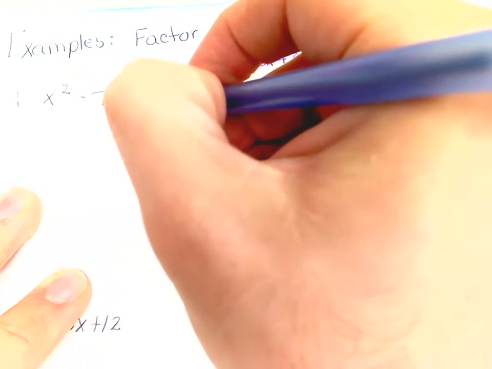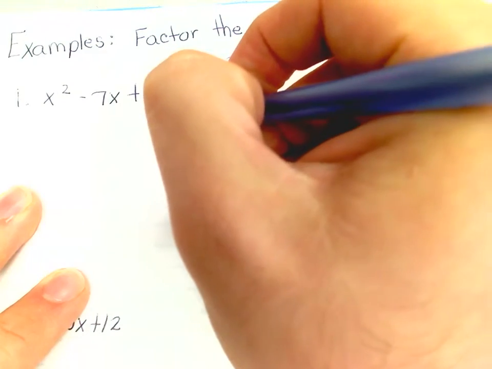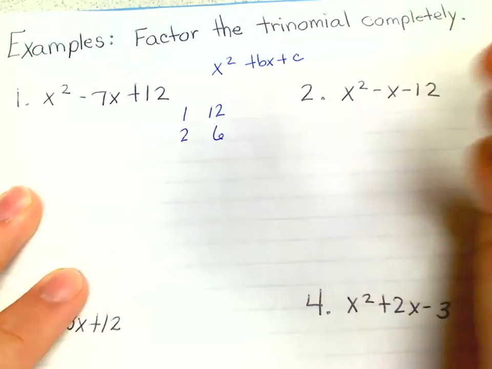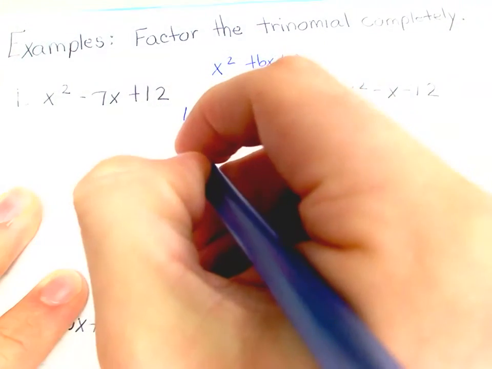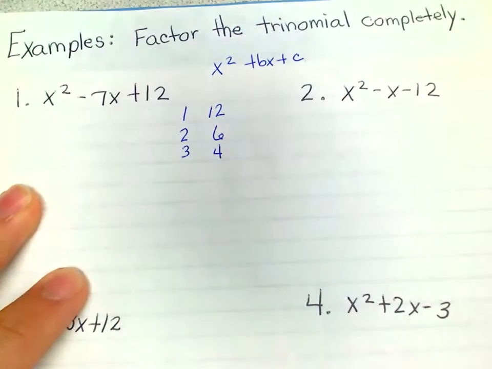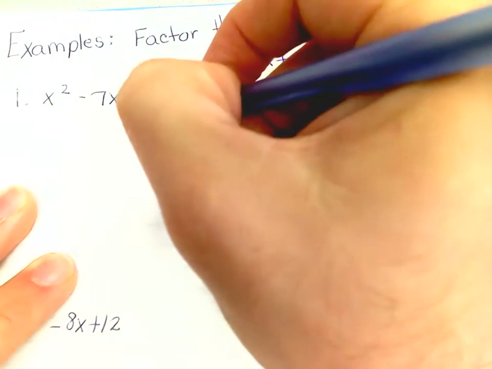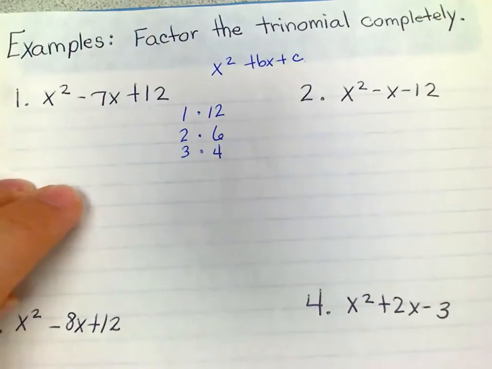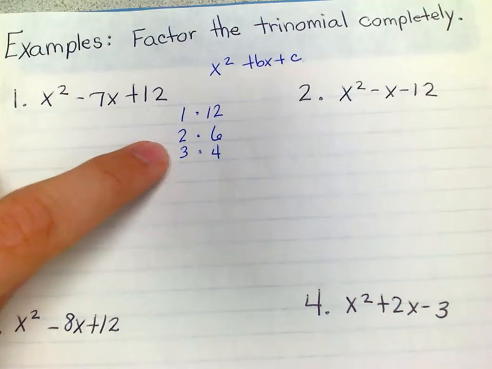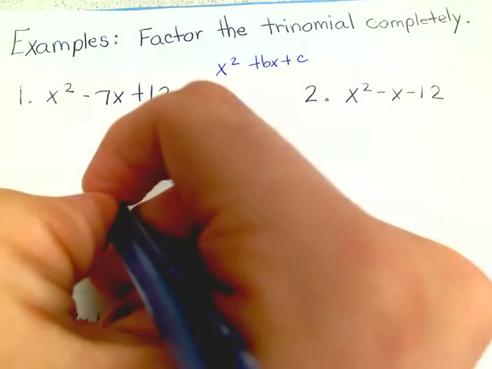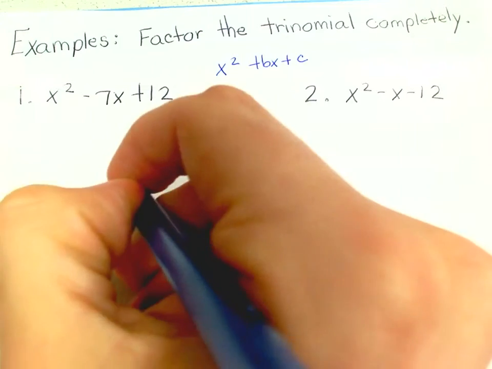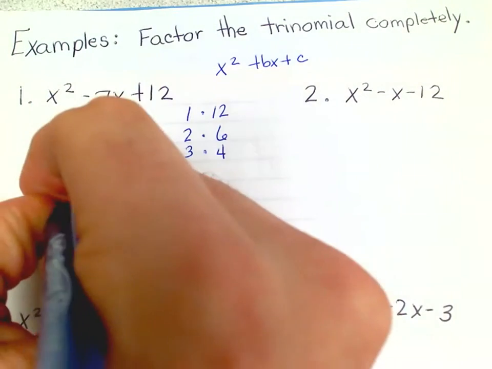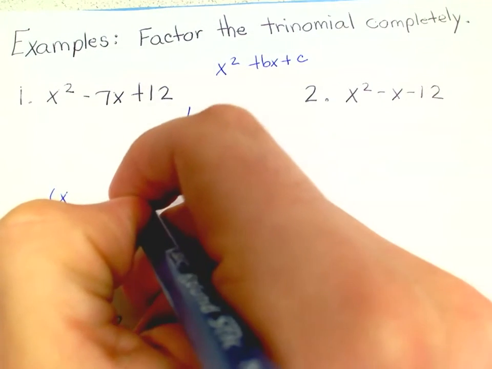Well, let's just write these out. 1 and 12 give you 12. 2 and 6 give you 12. And 3 and 4 give you 12. If we were to multiply these numbers together, each set would give us 12. So now we're ready to break into our parentheses. And since we have the simple x squared, just write x in each case.